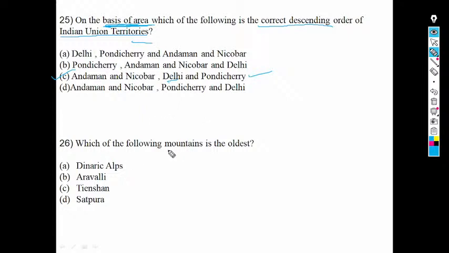Next, which of the following mountains is the oldest? Dinaric Alps, Aravalli, Tien Shan, and Satpura.